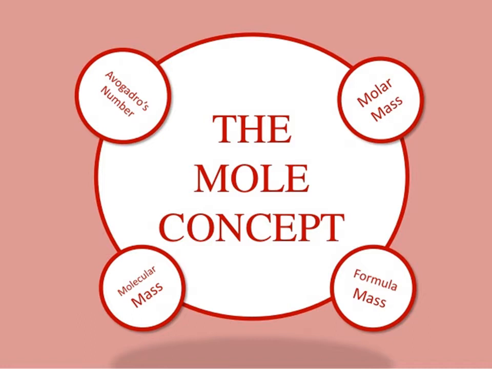Okay, so in our last class we discussed atoms as well as molecules. As we know, atoms are the smallest unit of matter and a molecule is a combination of two or more atoms. In this session we will talk about the mole concept, and for that we have to know molar mass, formula mass, molecular mass and Avogadro's number. So let's start the concept of mole.